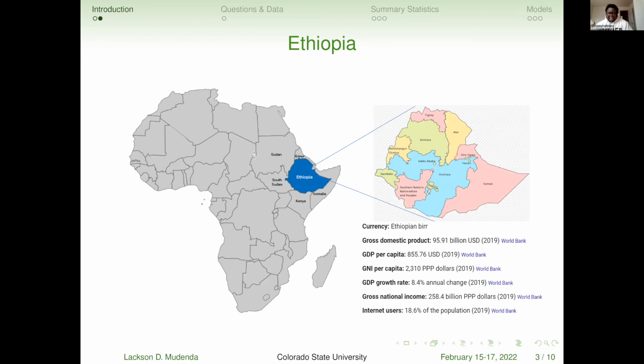Just a brief overview of Ethiopia. Ethiopia is in the eastern part of Africa, and as of 2020, the World Bank estimated the population to be about 115 million people. You can see that the GDP per capita is less than $1,000. Only about 19% of the population has access to the internet. 80% of the population of Ethiopia lives in rural areas, while only 20% lives in urban areas.